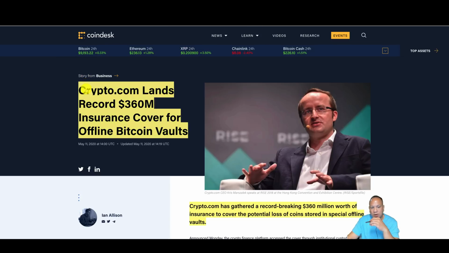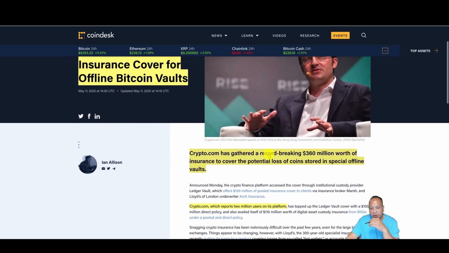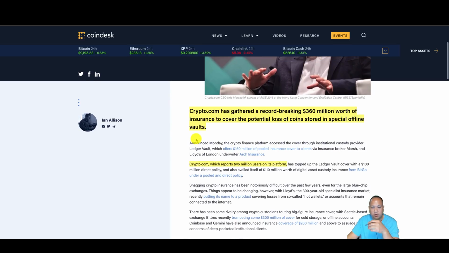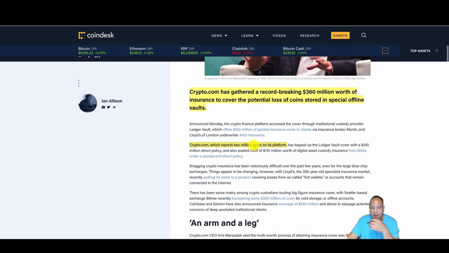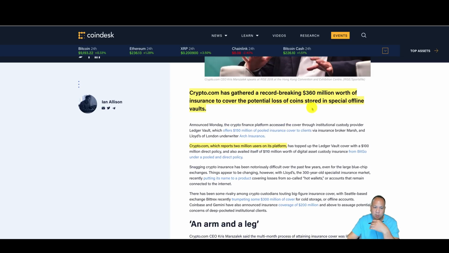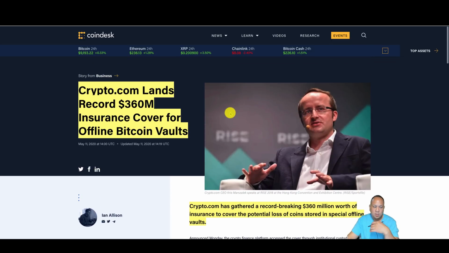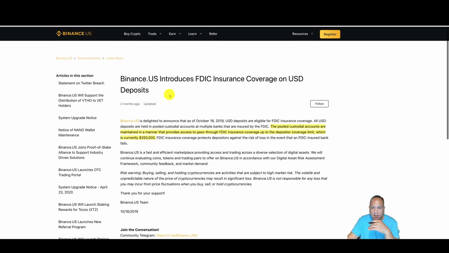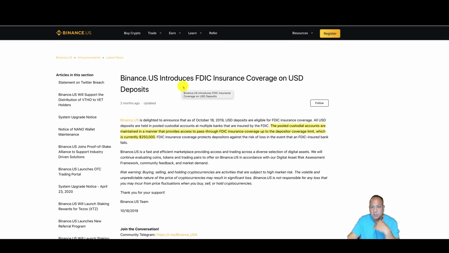Crypto.com lends a record $360 million insurance covers offline Bitcoin vaults. I have a video that covers this about the insurance. They added an extra amount, and now it's over $360 million worth of insurance, to cover the potential loss of coins stored in a special offline vault. So that kind of gives a lot of confidence to people staking with Crypto.com. Like I said, I'm really not too sure about Binance.us. Would I take my chance and stake on Binance US? For me personally, I wouldn't.